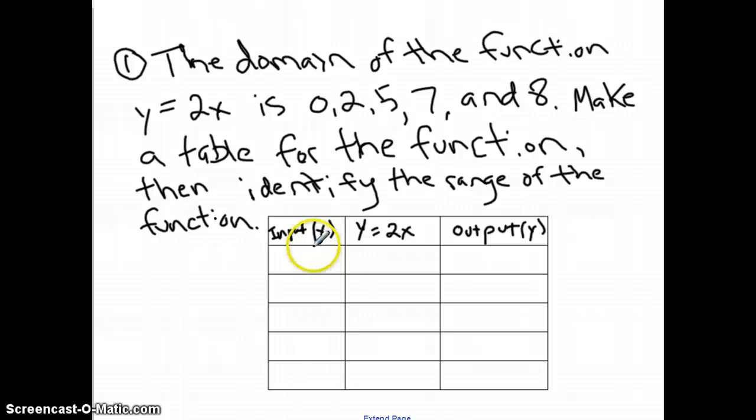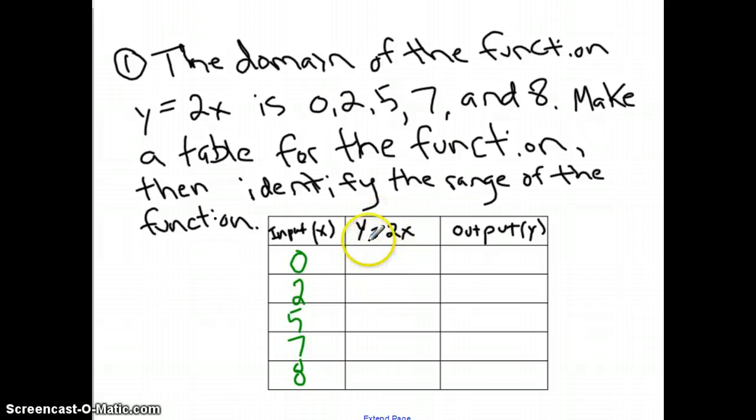Alright, so this table's already started. We've got a column for our x, our inputs. That would be all these together would be our domain. Here is the actual function and the outputs, what the y would be equivalent to. So start off by putting in the domain, the inputs. So we've got 0 is the first one. Then we've got 2, 5, 7, and 8. So there's our values of x.